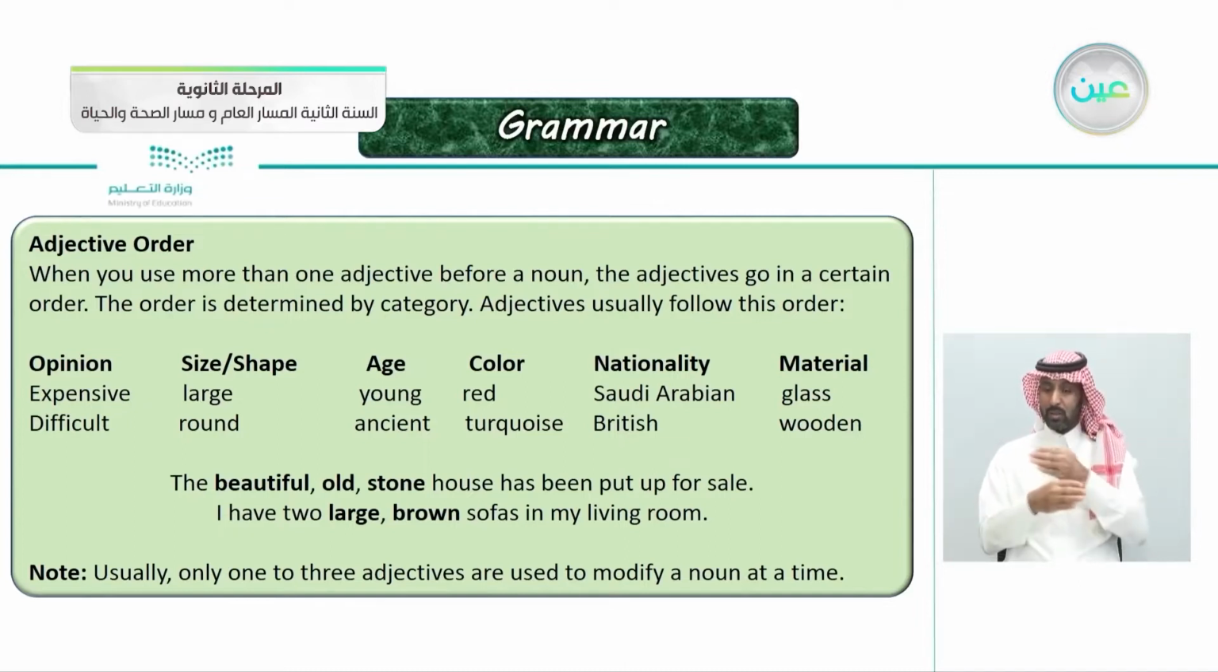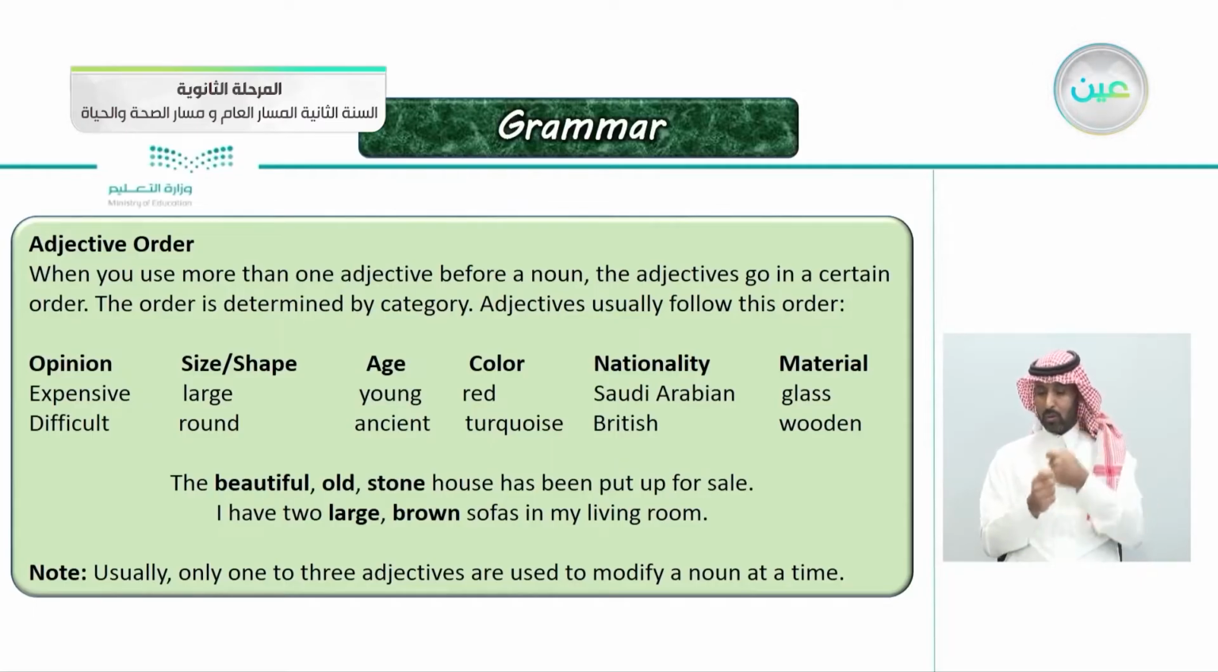So when he says here it's determined by category, this is what he meant. For example, here, the beautiful old stone house. The beautiful, so this is an opinion. Old, this is an age. Then stone, this is a material. So opinion, then age, then material, and we're describing the house. Again, the beautiful old stone house has been put up for sale.